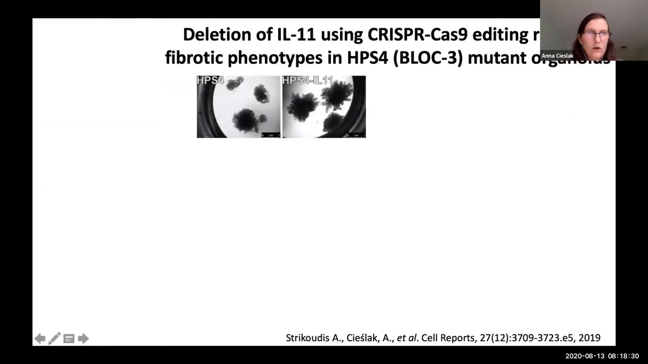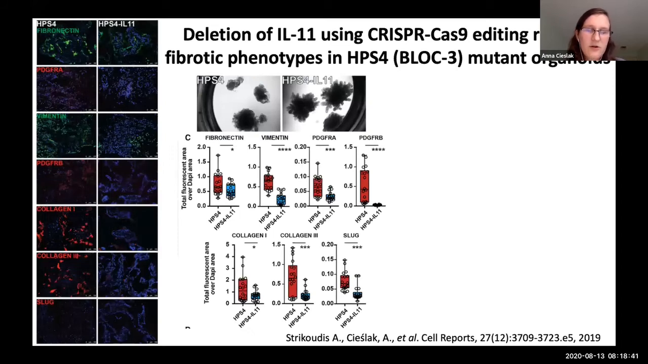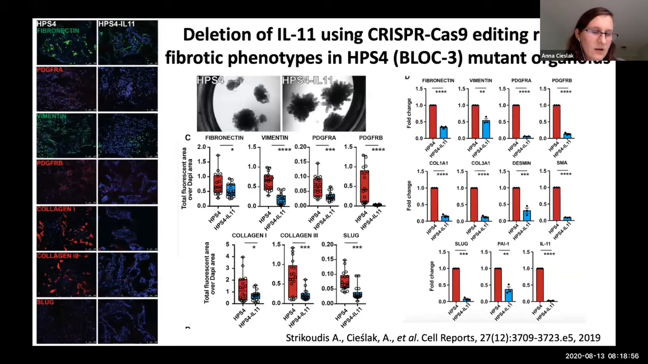Then, as a follow-up, we decided to delete interleukin 11 in HPS4 knockout fibrotic-prone organoids, which displayed a morphology comparable to the wild-type model we have in our hands. The double knockout organoids revealed the disappearance of the fibrotic markers that we quantified across all the clones by immunofluorescence, and here on the right side again by RT-qPCR. So all those data confirm for us a central role of interleukin 11 in pulmonary fibrosis.